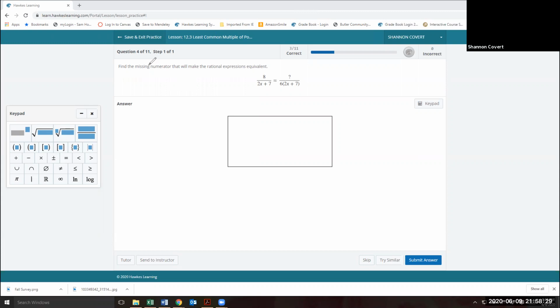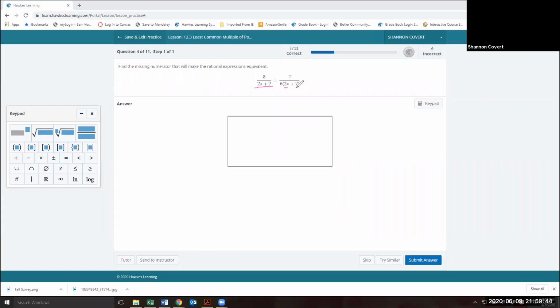Find the missing numerator that will make the rational expressions equivalent. Seven in the denominator on the left. I have a 2x plus 7 in the denominator on the right.